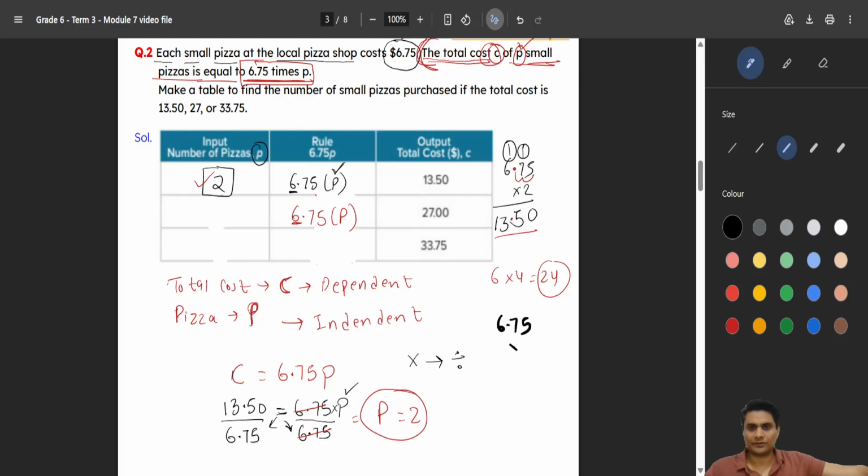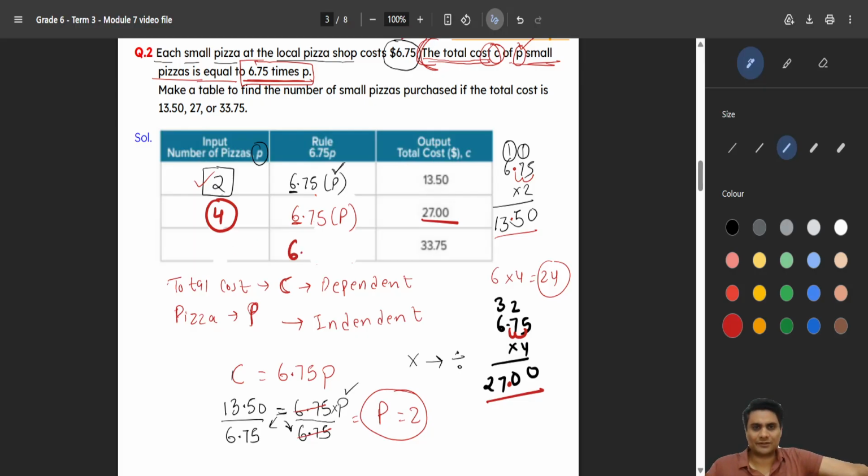6.75 times 4. 4 times 5 is 20, 0 here, 2 up. 4 times 7 is 28, 28 and 2 is 30, so 0 here, 3 up. 4 times 6 is 24, 24 and 3 is 27. Now after the decimal I have two numbers, so after two numbers I put the point. So see, I got the same number, which means the P here should be 4.